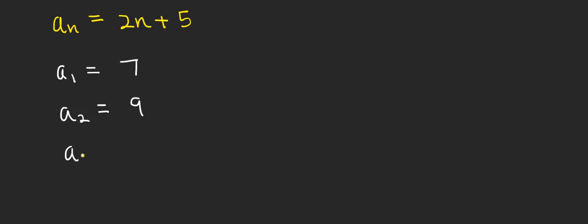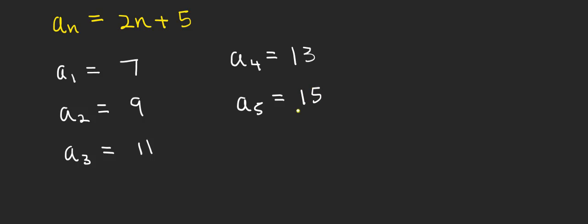What about A of 3? 3 times 2 is 6, plus 5 is 11. Now notice, each term is being increased by 2. So you know that A of 4 is going to be 13, A of 5 is going to be 15, and A of 6 is going to be 17, and so forth. So you have the first 6 terms.